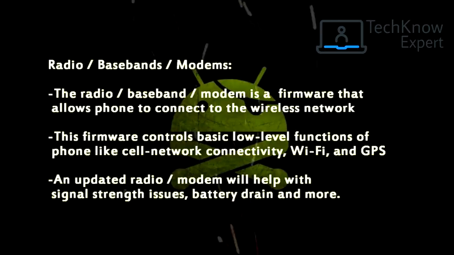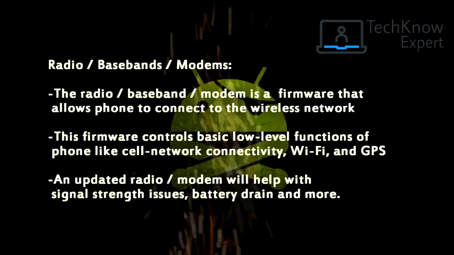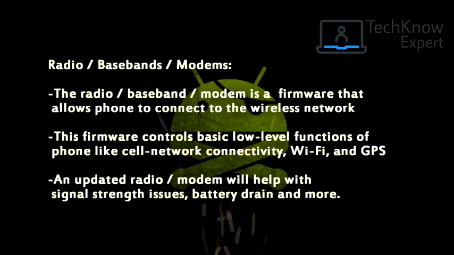Radio, baseband or modem. The radio, baseband or modem is a firmware that allows your phone to connect to the wireless network. This firmware controls basic low-level functions of your phone like cell network connectivity, Wi-Fi and GPS. Oftentimes an updated radio or modem will help with signal strength issues, battery drain and more. The radio or modem firmware is specific to each device and carrier and is flashed via custom recovery.